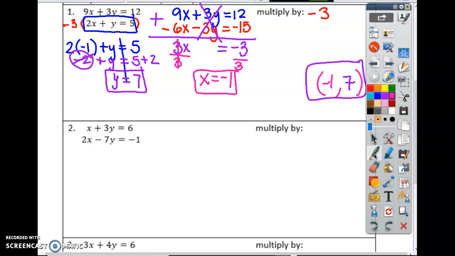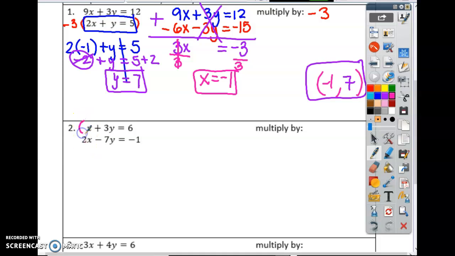This is not ready for elimination, right? My x's are not the same, my y's are not the same. How can I make it be elimination? What would be a perfect scenario? Multiply, but which one would I want to change? Do I want my x's to be the same? Or if I change my x's, would that be easier, or my y's? My x's, right? If this was a -2 and this is a +2, then it would be perfect.